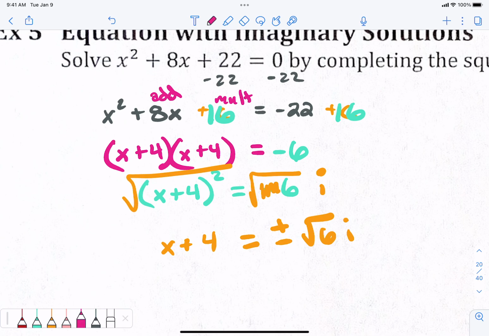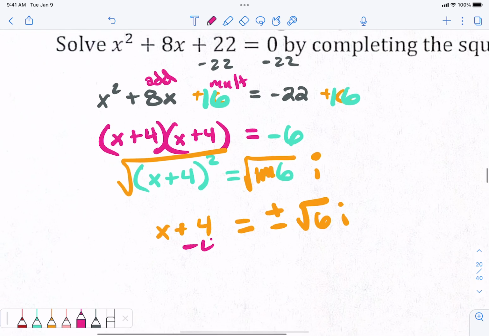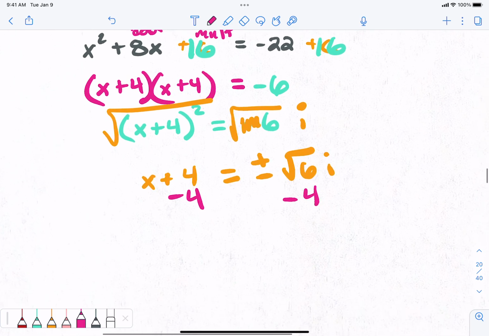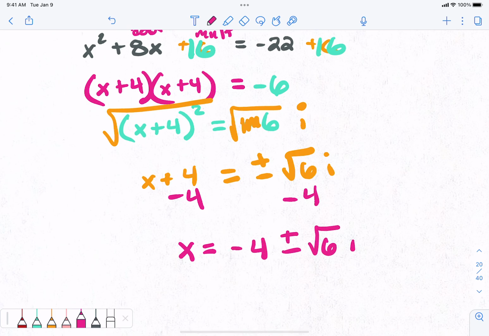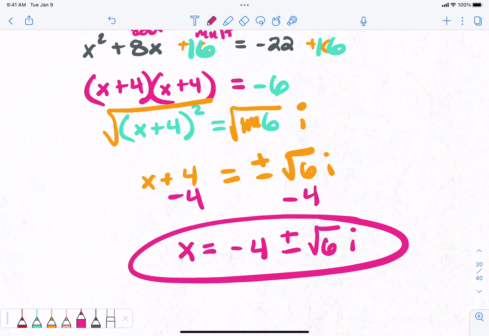Okay, last step, subtract the 4. Can you subtract 4 from 6? No. So your answer is going to look like what? Negative 4 plus minus the square root of 6i, okay? Because it's a negative inside the square root, it comes out to be an i.